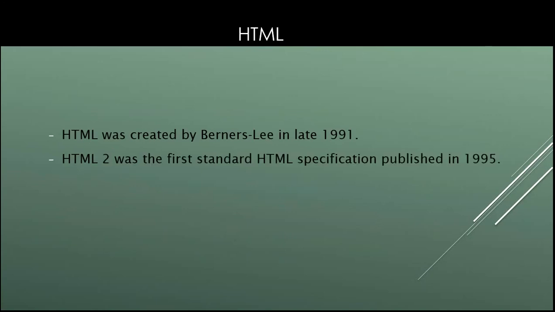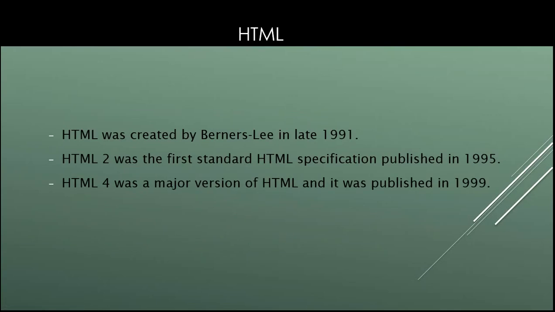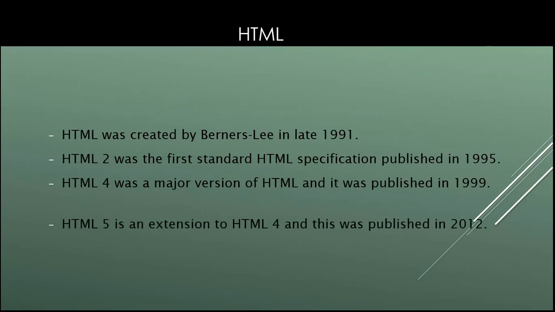First, let us see a basic history of HTML. HTML was created by Berners-Lee in 1991, and HTML 2 is the first standard HTML specification, published in 1995. HTML 4 is a major version, published in 1999, and HTML5 is the current version, an extension to HTML 4, published in 2012.